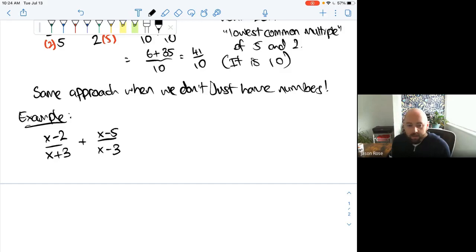Well, it's the same kind of thing you want to do. They have different denominators, so those denominators have to be the same. And you want to use the lowest common multiple of x plus 3 and x minus 3. So this question is a little simpler to start off. Anyone know what the lowest common multiple of x plus 3 and x minus 3 would be? You can write it in the chat.